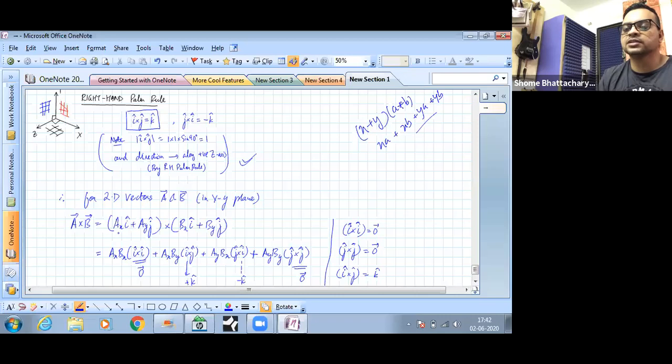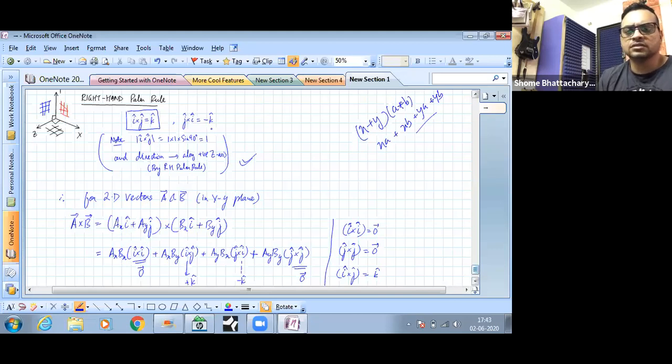So the first term becomes Ax i cap cross product with Bx i cap. Ax and Bx are constants, so take them out. So i cross i. Then the second term is this cross product with By j cap. So that's this term. Then the third term is this thing cross product with this. So that's this. Then the final fourth term is this cross product with this. So that's this. Okay.